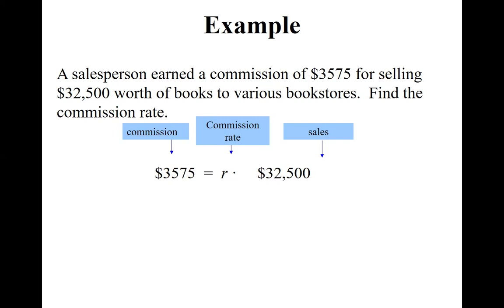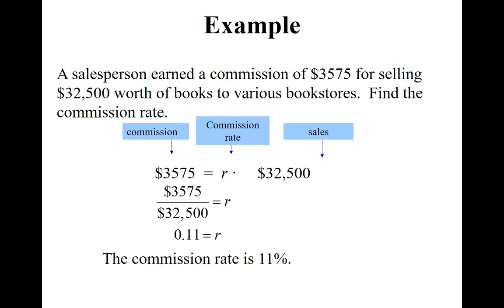So 3,575 equals R times 32,500. Divide both sides by 32,500. We get that R is 0.11. And as a percentage, that is 11%.